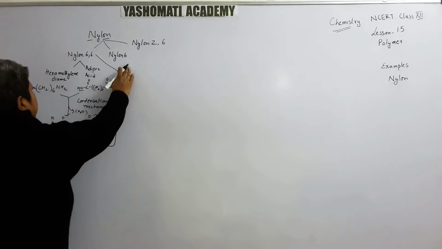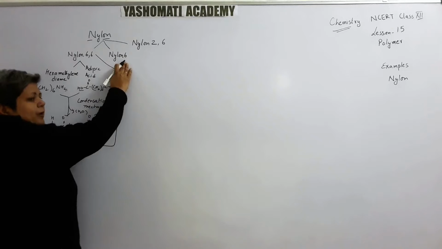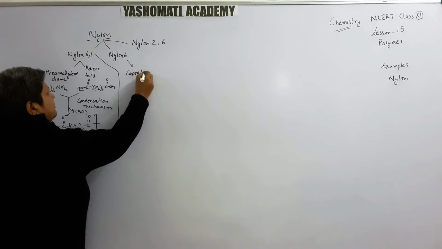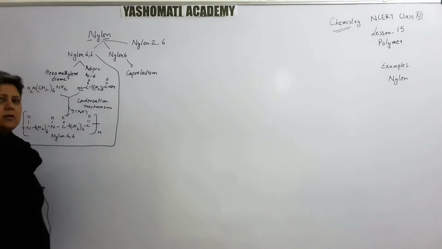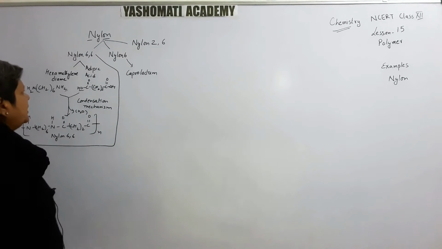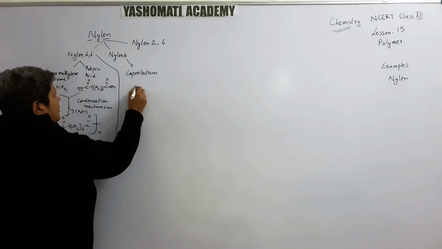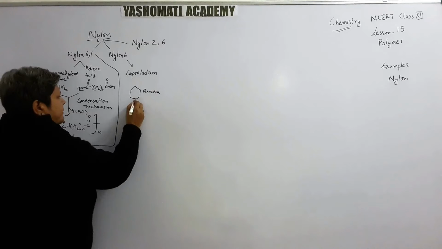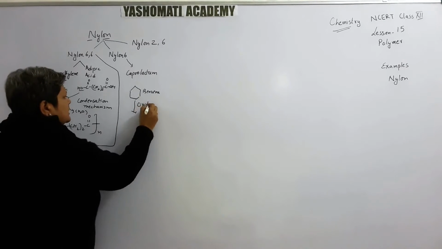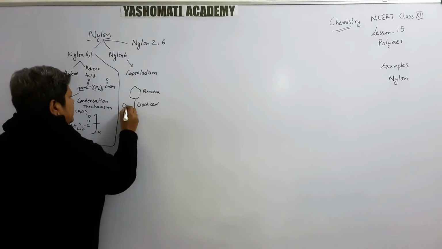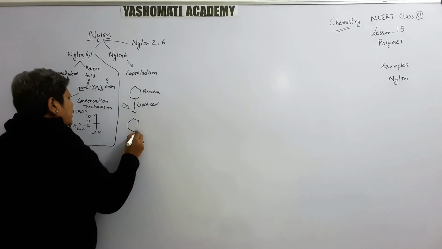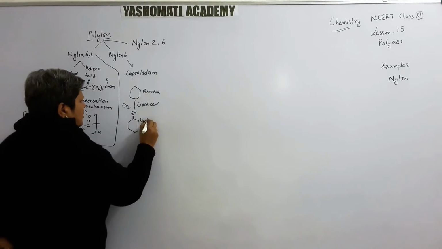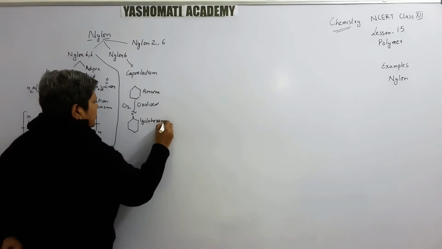Nylon 6 is made up from one monomeric unit only, which is called caprolactam. First, let us try to understand how caprolactam is formed. It is formed from benzene. When benzene is oxidized, that means oxygen is added to it, it forms a molecule like this, which is called cyclohexanone.